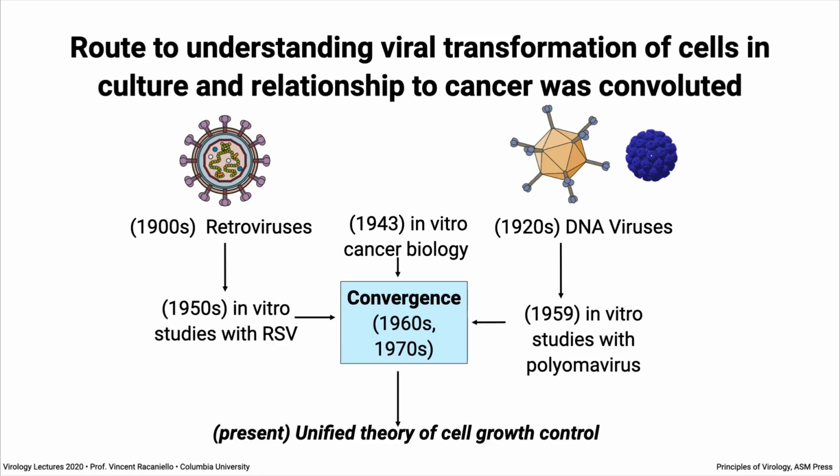So now what I would like to do is tell you the story of how we used a study of viral transformation of cells in culture and how we related that to cancer. It was a convoluted pathway. It involves the study of retroviruses, it involves the study of DNA viruses, and some in vitro cancer biology. And these three fields converge in the 60s and 70s. And the end is that we have in our current day a unified theory of cell growth control, mainly from the study of these viruses. It's really a remarkable story.